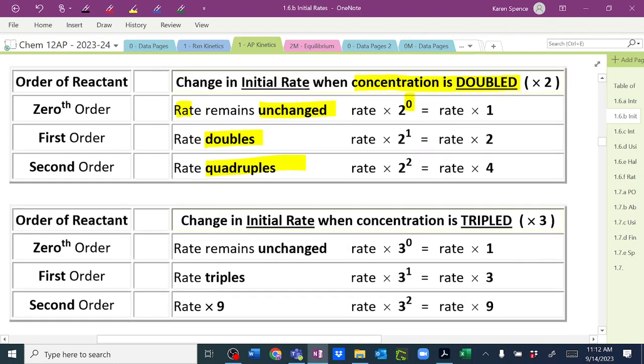What if the initial concentration is tripled? If I triple it and the rate remains unchanged, that would be what order? 0th. If I triple the initial concentration and the rate triples, that would be 1st order, because it does the same thing as the concentration. If I triple it and the rate goes up by a factor of 9, that would be 2nd order, because 9, of course, is 3 squared.